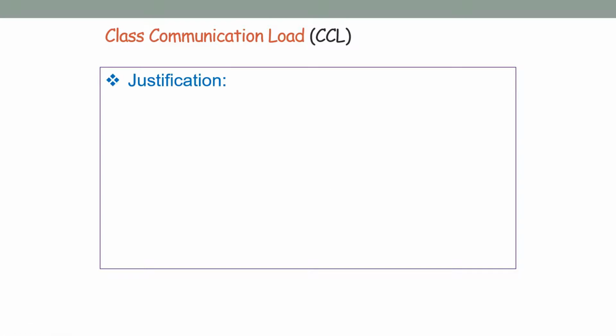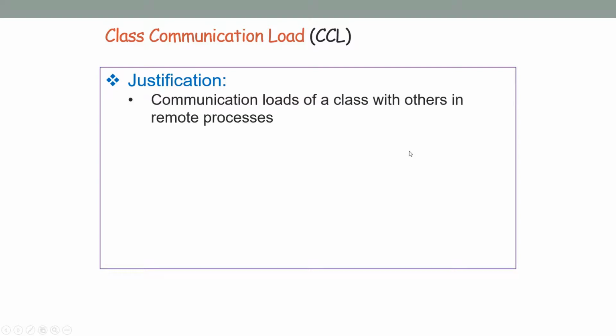The fifth IPC metric I introduced is CCL, class communication load. The idea is to measure the communication loads of an individual class communicating with others in all remote processes. I define and compute CCL at class level and system level.